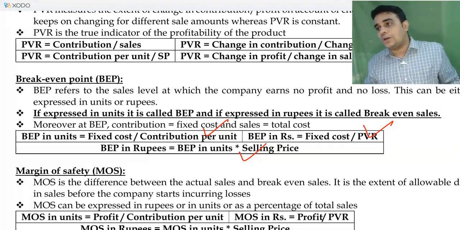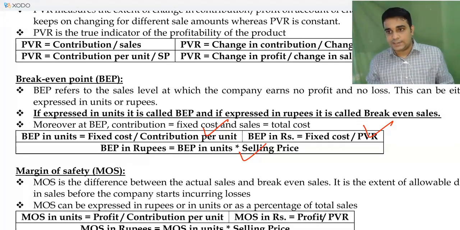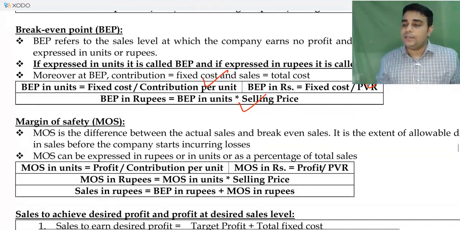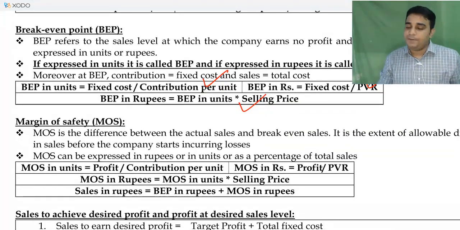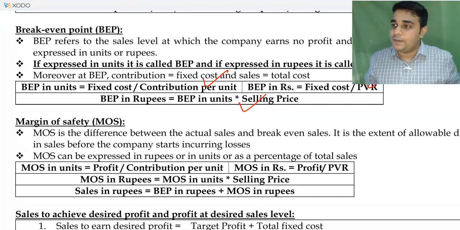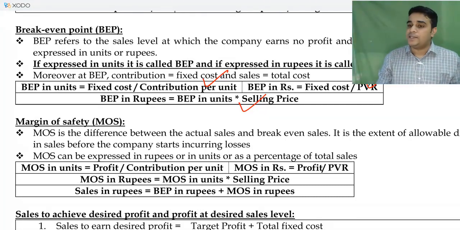The other formula is total sales minus margin of safety. Total sales minus margin of safety will become the break even point. Margin of safety is basically the difference between the actual sales and break even sales. It basically contributes towards profits of the company. Whatever profits a company is making comes out of the margin of safety sale.